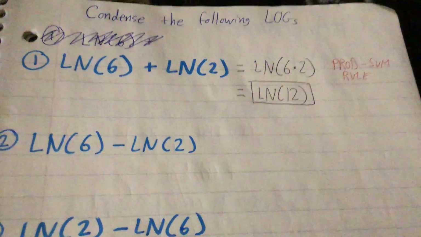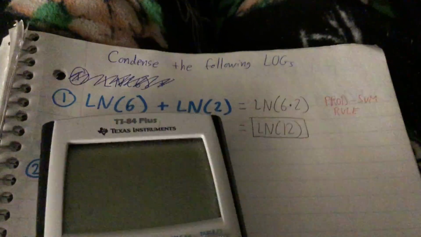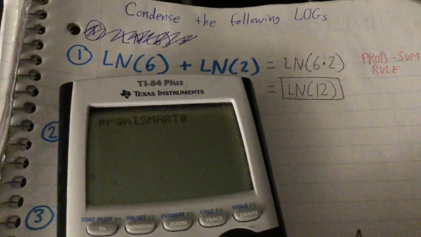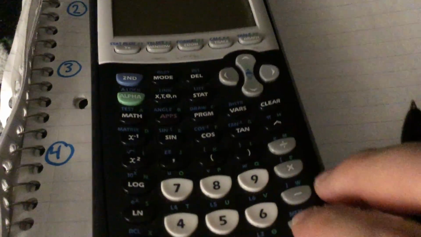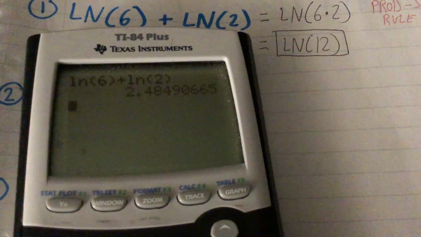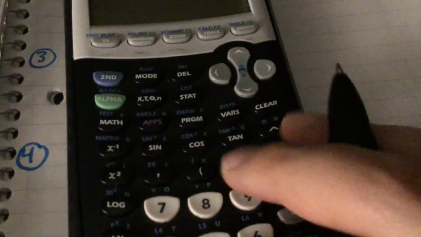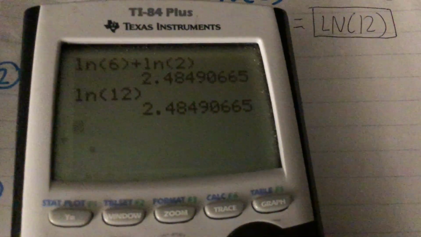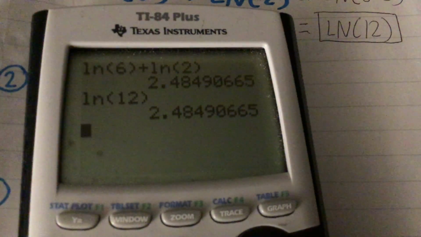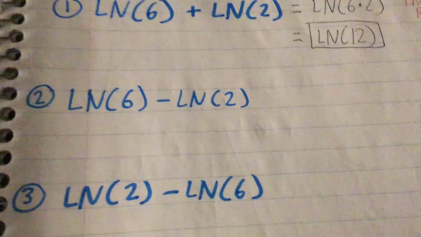And eventually we're going to get into variables. I just wanted to warm you guys up with numbers first. So the natural log of 6, close the parentheses, plus the natural log of 2. I don't really know what that is. However, let me check my work by doing the natural log of 12. Using the product sum rule, they're exactly identical. Okay? All right, number 2.